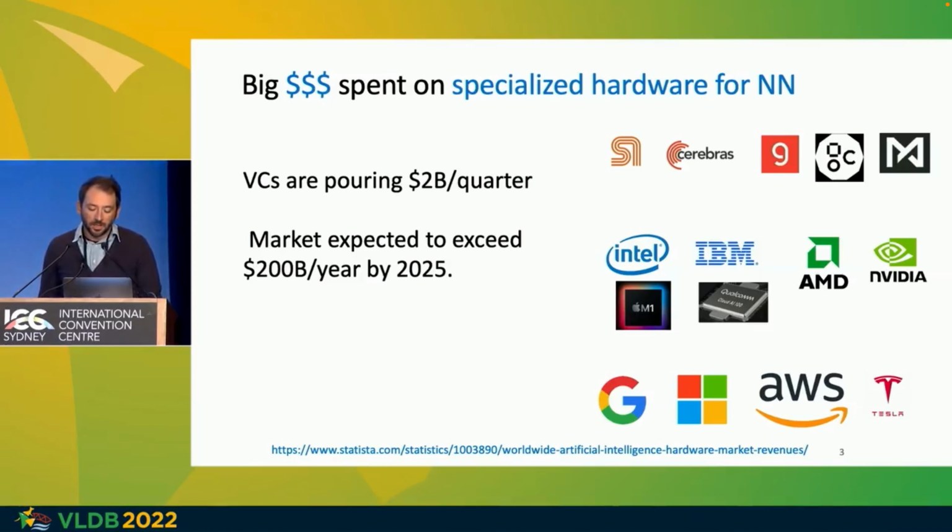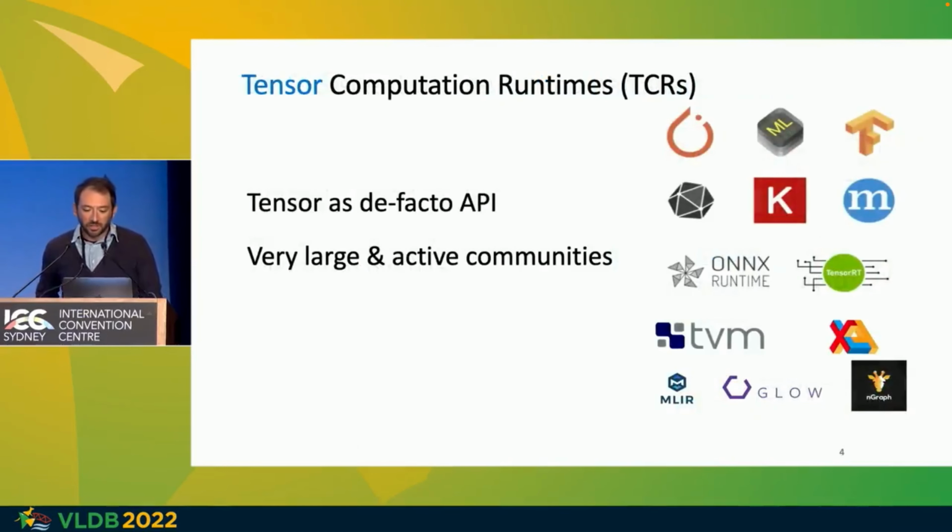And this is just for the big companies, but there are also a lot of startups popping up in this domain. You can look at Graphcore, Cerebras, et cetera. In general, if you look at this analysis on the amount of money that has been poured into new hardware specialized for machine learning, they were saying that venture capitalists alone are putting $2 billion a quarter, with the total market reaching 200 billion around 2025. So the amount of money poured into hardware for machine learning is massive.